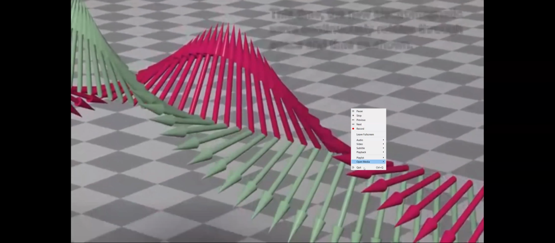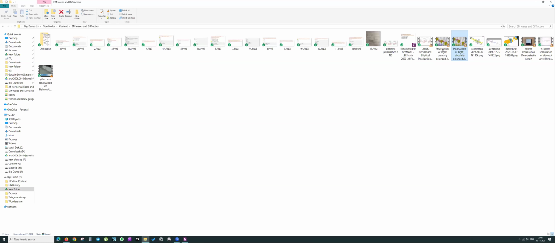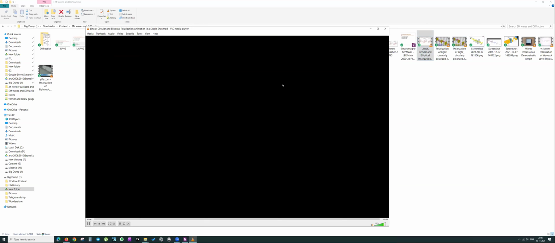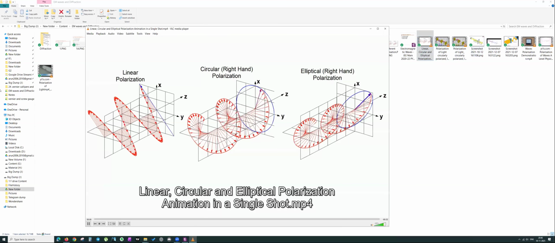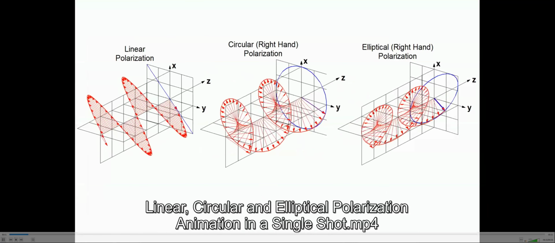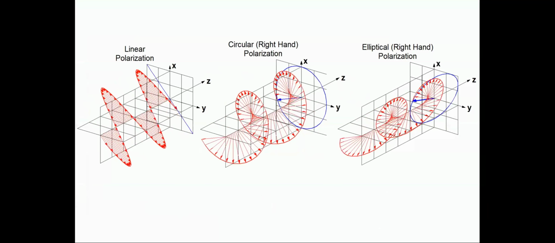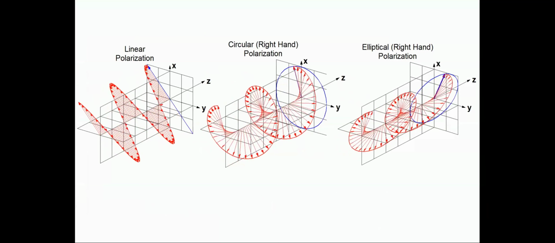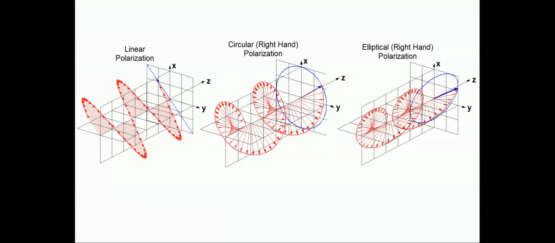So this time I'll show you one more. Look at this one. This is the final thing. Are you able to see the rotations? First is linearly polarized. Look at the second one. The second is making a circle when you do the projection. The third one is making an ellipse.